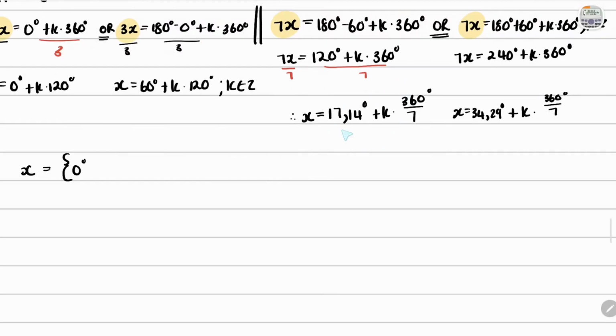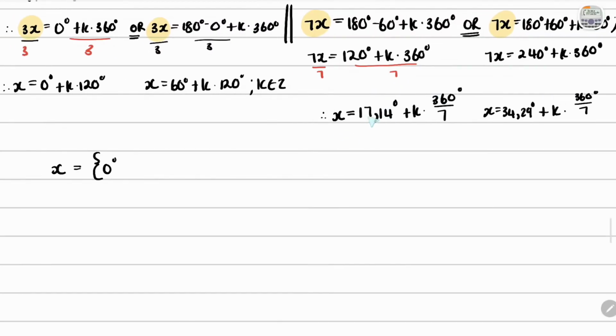And then we move on to this one. With this one, when k is equal to 0, you see that it's going to work. We have 17.14 degrees. That works. That's within 0 to 30 degrees. And then when you go forward, if you make k equal to 1, so 17.14 plus k, let's just make that 1.